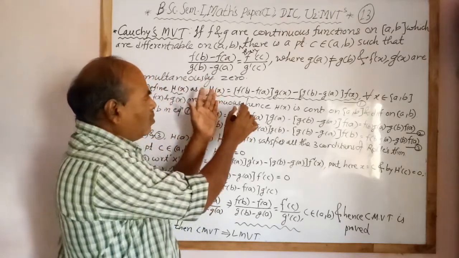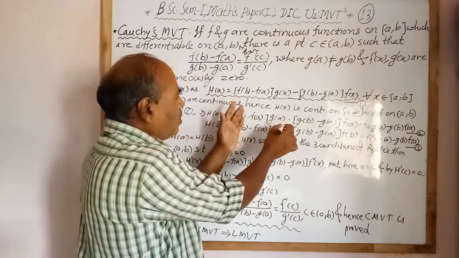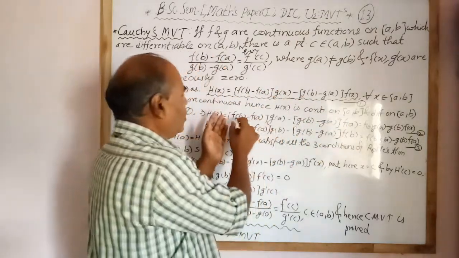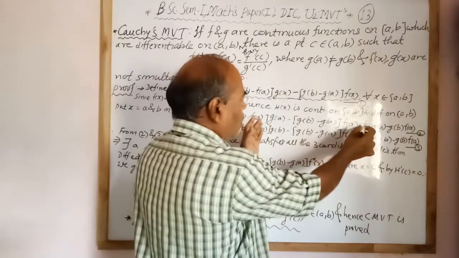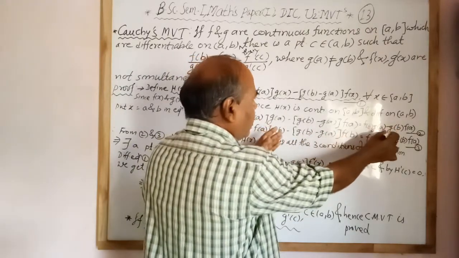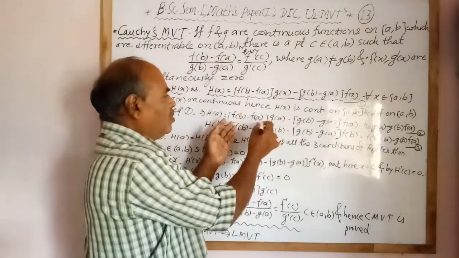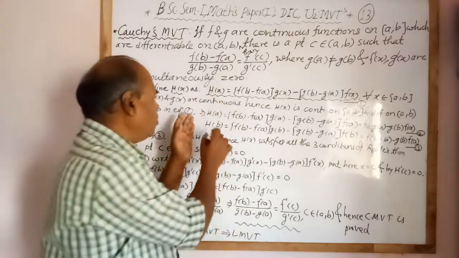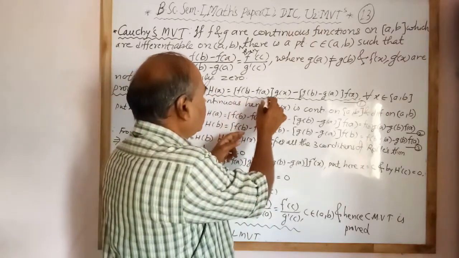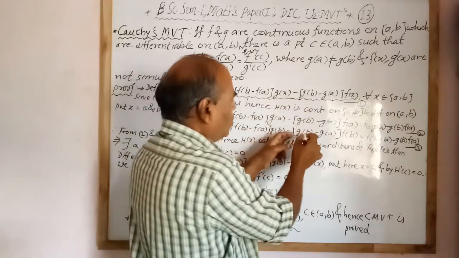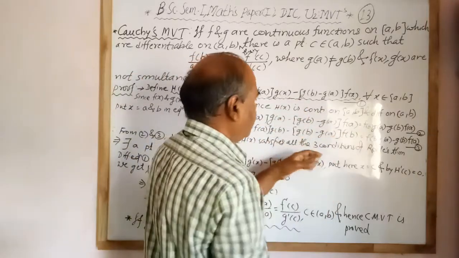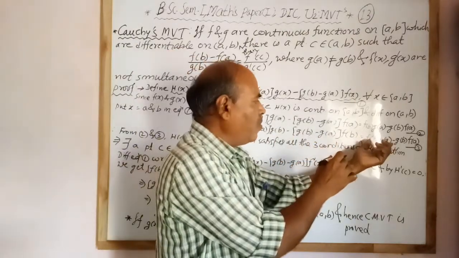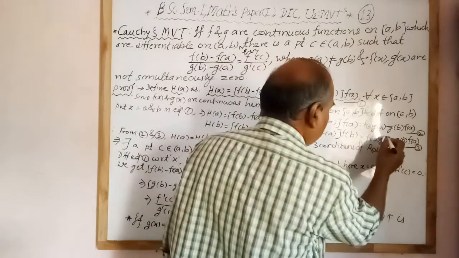For x equal to a, we have (f(b) minus f(a)) into g(a) minus (g(b) minus g(a)) into f(a). Now simplify this, you will get f(b) into g(a) minus f(a) into g(a), and one term gets cancelled. Now similarly we put here x equal to b, therefore h of b equal to (f(b) minus f(a)) into g(b) minus (g(b) minus g(a)) into f(b). Again simplify this, you will get the answer as f(b) into g(a) minus g(b) into f(a).